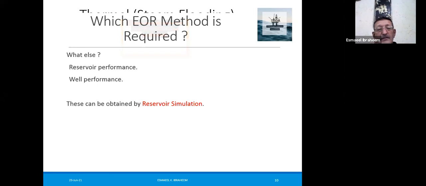Then we come to the point of which EOR method is required. What do we need in order to choose the best and most suitable EOR method? We need reservoir performance and well performance. These can be obtained by reservoir simulation. Here comes the role of the simulation.